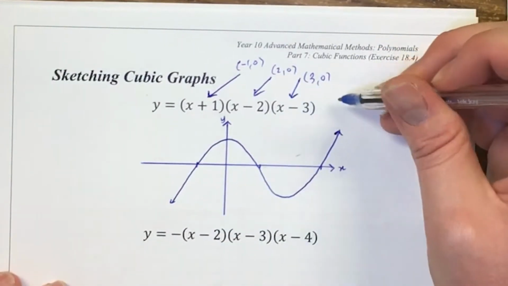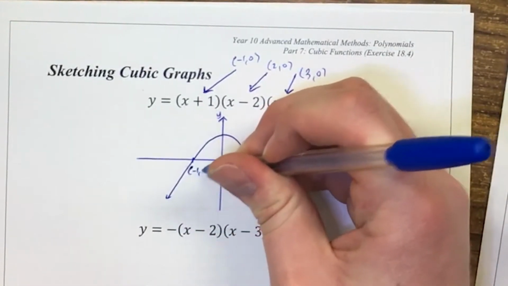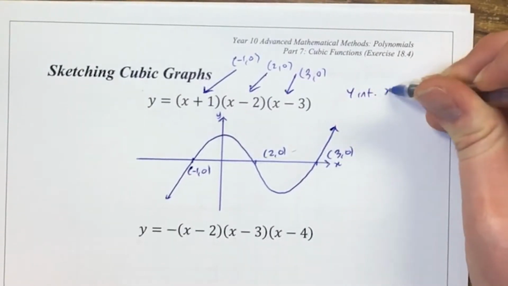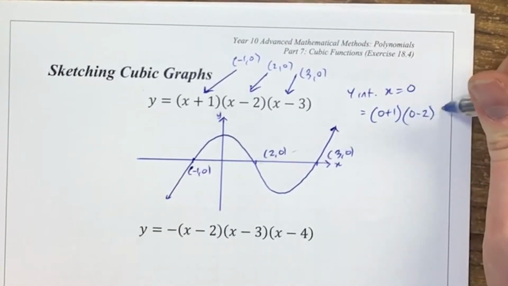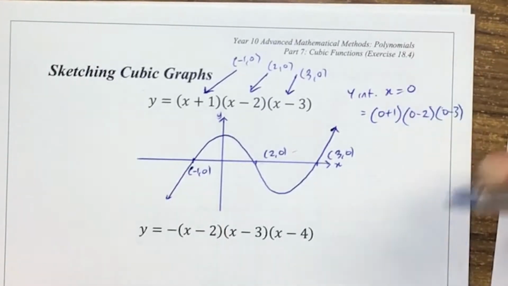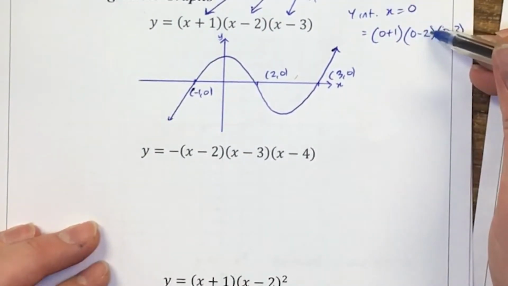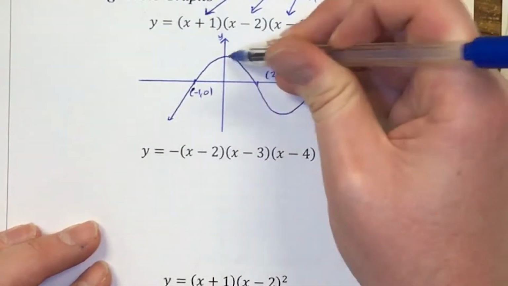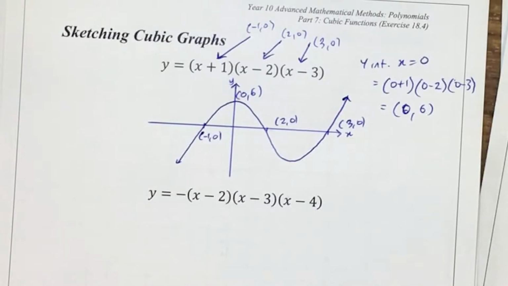The only thing that I would add to this is I'd find a Y-intercept. How do you find a Y-intercept? That would be equal to 0 plus 1 times 0 take away 2 times 0 take away 3. So this would be 1 times negative 2 is negative 2, times negative 3, so that's going to be positive 6. So there we go, (0, 6) is my y-intercept. And that is the level of accuracy required at a year 10 level. That's incredibly accurate.